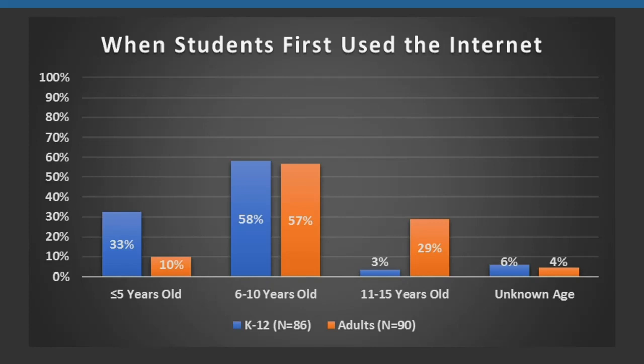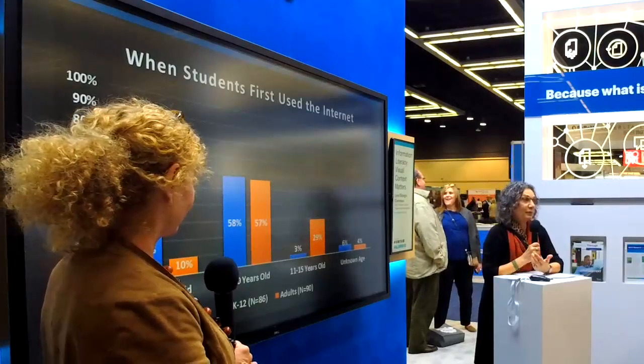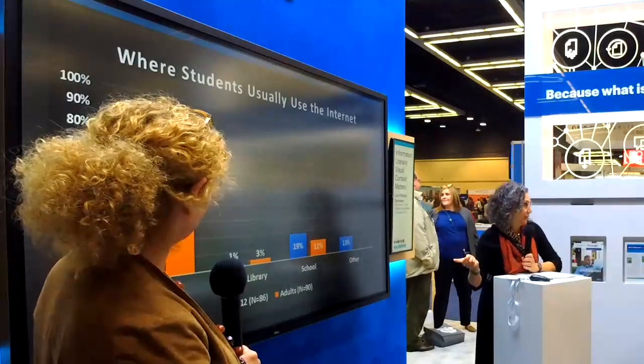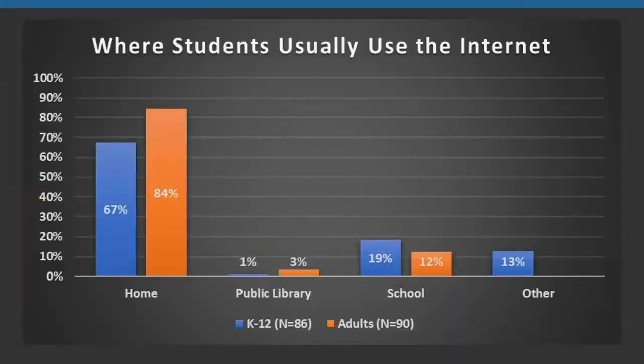We asked when students first used the Internet. And look at these numbers. Younger than 5 years old and 6 to 10 years old. The blue are the K through 12, and the orange are the adults. And so most of the individuals who we are working with in our libraries, whether they're school, public, academic, have been using the Internet for probably many years. And then we asked where they use the Internet. And you'll see most of the time it's at home and then next to school.